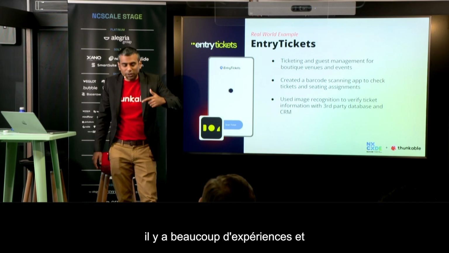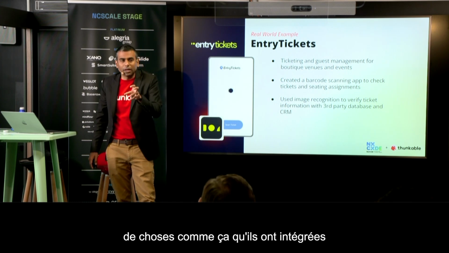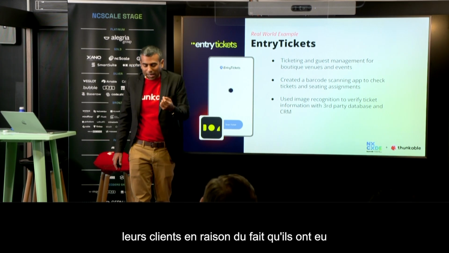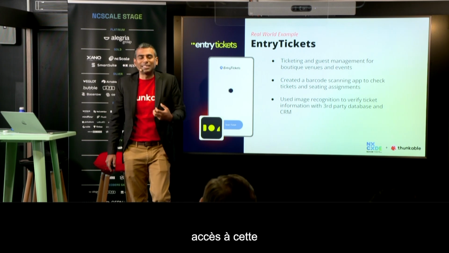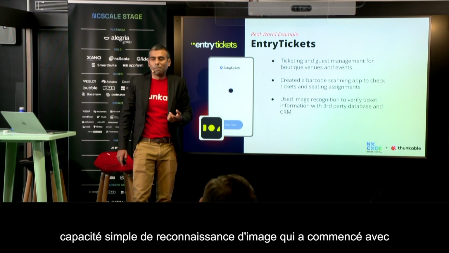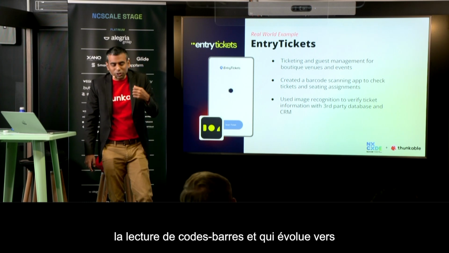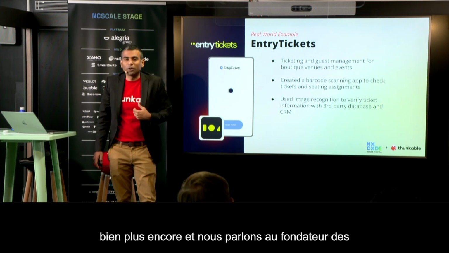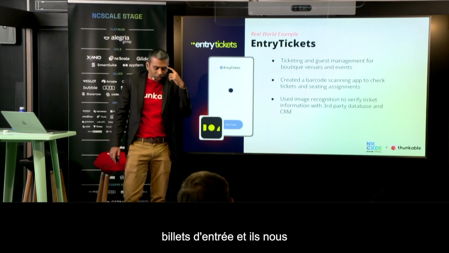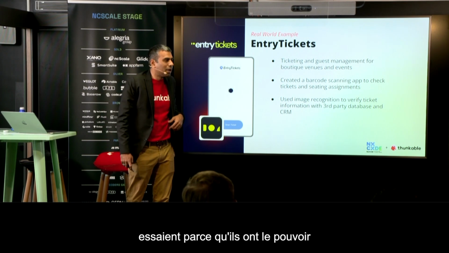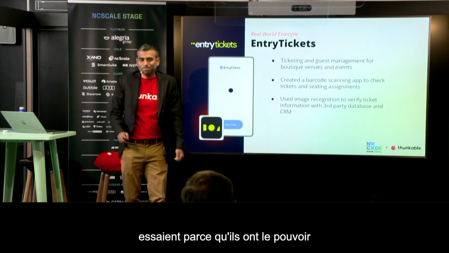And there are a lot of experiences and things like that that they built in and that they're building in now for their customers because of the fact that they had access to this easy image recognition capability. Started with barcode scanning and is evolving into so much more. And we talk to the founder of Entry Tickets, and they're constantly telling us the new different things, the new different AI capabilities they're trying out because they have the power of AI.